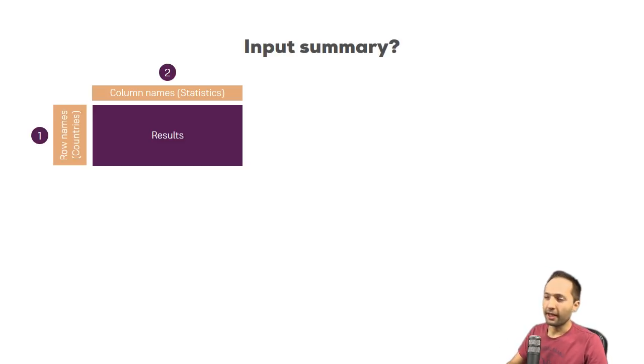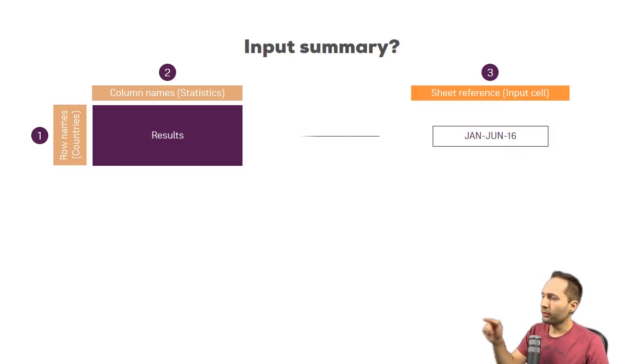And the third thing, and now I'm coming to that input sheet that we want to retrieve the data from, we want to create a sheet reference in an input cell. This means we want a cell in which we can write the sheet reference so that the formula knows it should look for the country and the statistic in the sheet that we want. In that case, that would be the January to June 2016 sheet, so the first period.